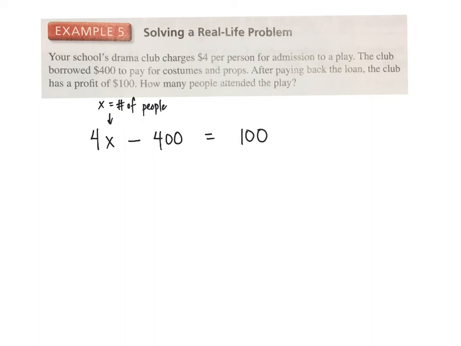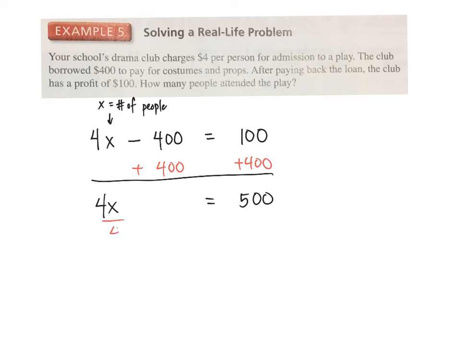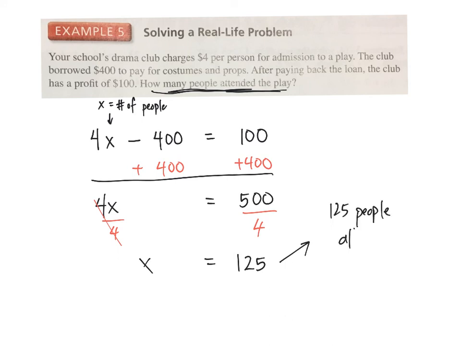So the way we're going to solve this is we'll go ahead and add 400 to both sides. So 4 times the number of people equals 500. So they really have to bring in $500, right, to pay the $400 back and still have 100 left over. So the way they do that is 500 divided by 4, which is 125. So let's answer the question. The question was, how many people attended the play? So it's 125. 125 people attended the play.